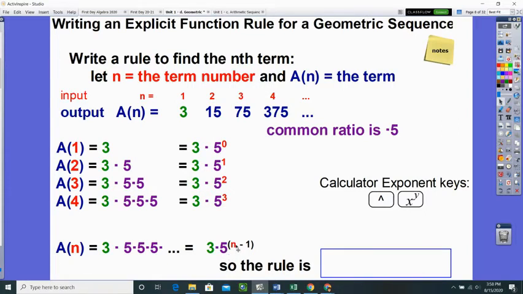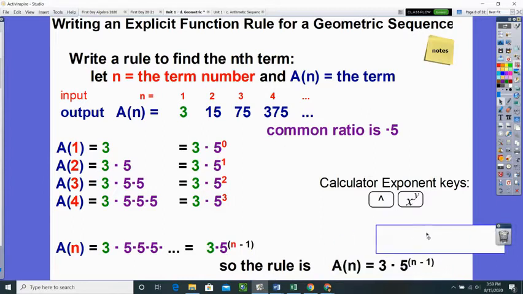Well, let's test this. Let's put in 3. So we would take 3 minus 1, do our parentheses first. 3 minus 1 would be 2. Then we would have to do the exponent next. 5 to the second would be 25, and 3 times 25 would give me 75. So here is our geometric sequence n minus 1 rule.